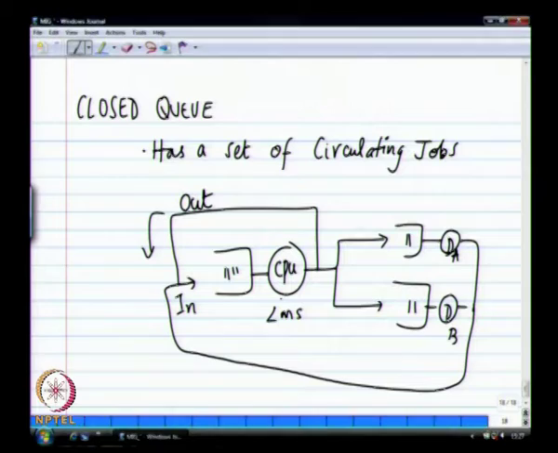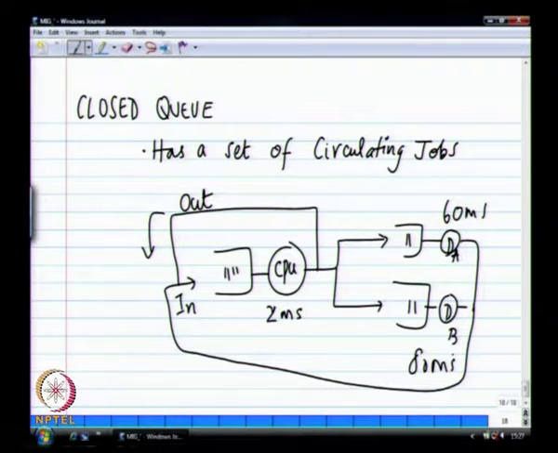and on the disk I spend say 60 milliseconds, and on this disk I spend 80 milliseconds. The job could be writing some data to disk A, then it will write to disk B for some of the application and so on. So given these kinds of requirements, what is the effective number of jobs per second that I can sustain in the system?